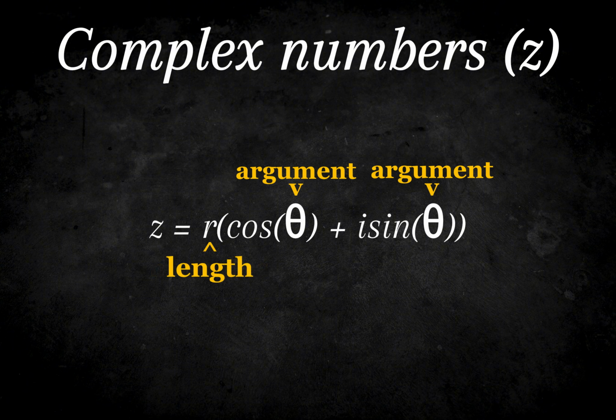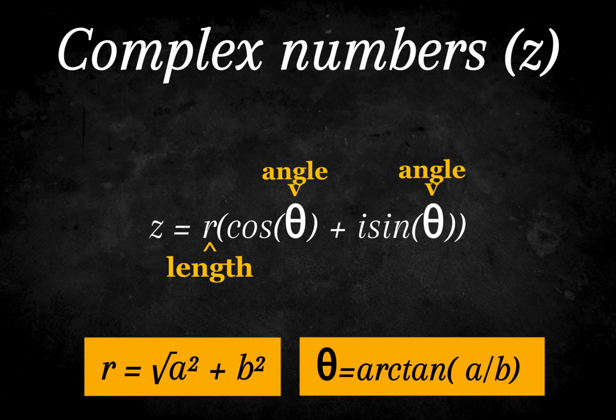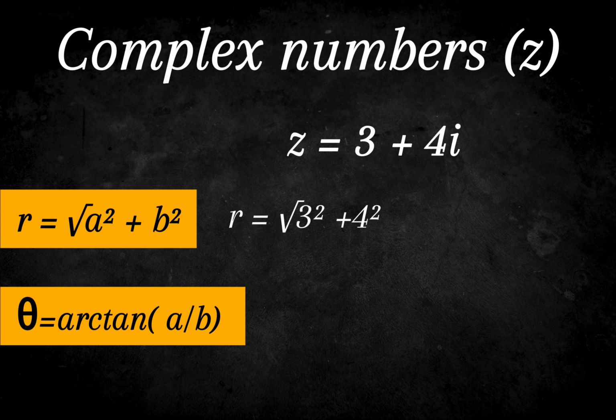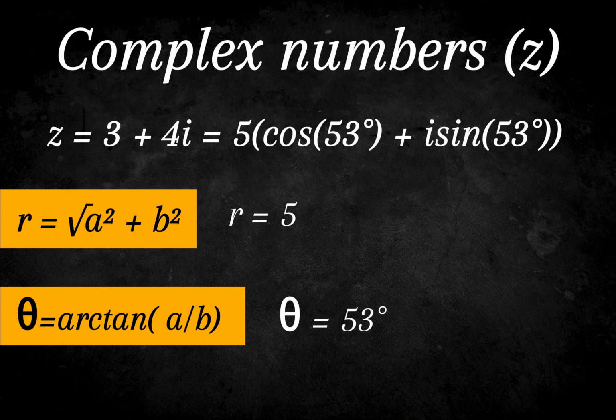The length is called the modulus, given by the square root of a squared plus b squared. The angle is called the argument. We can find it by the arctangent of b over a. Take our example 3 plus 4i. Its modulus is 5, and its angle is about 53 degrees. So we can write 3 plus 4i is equal to 5 times the cosine of 53 degrees plus i times the sine of 53 degrees.